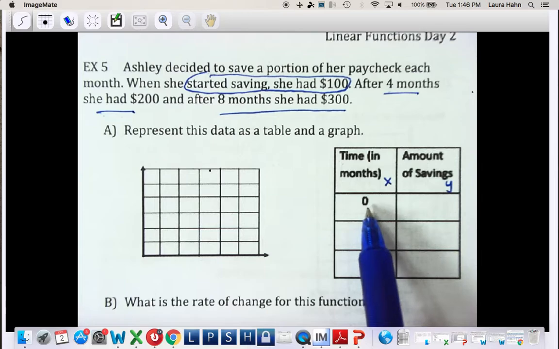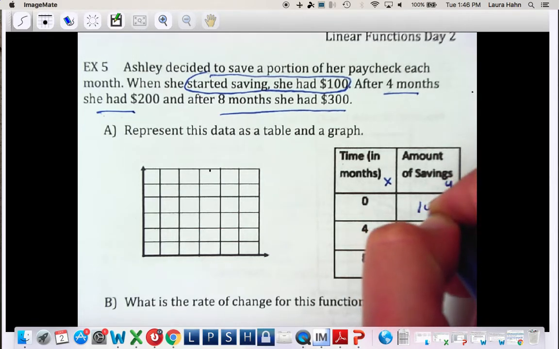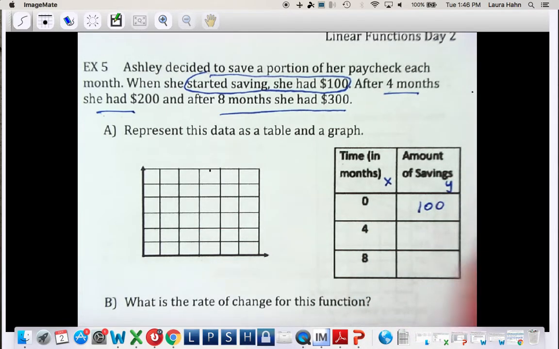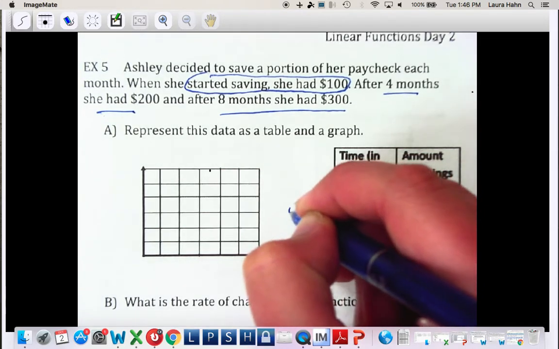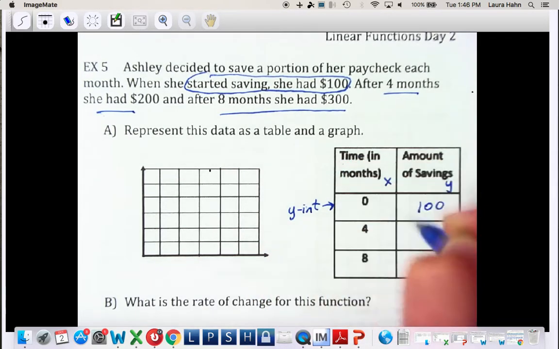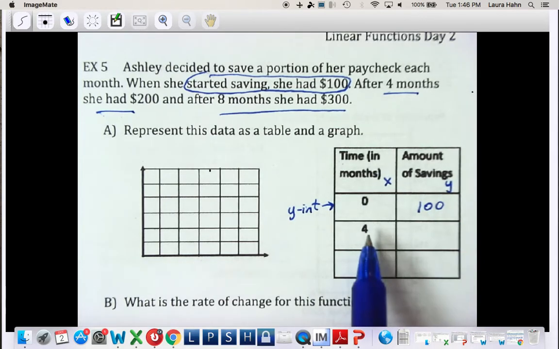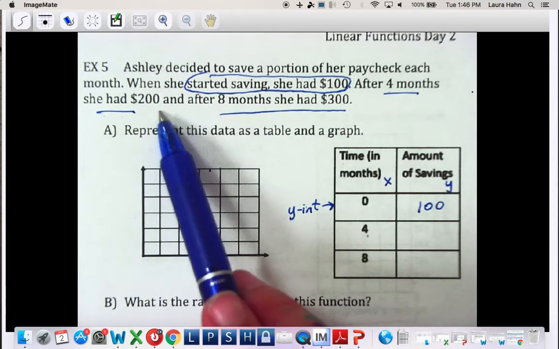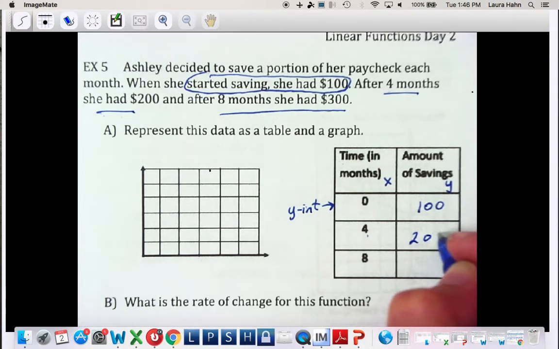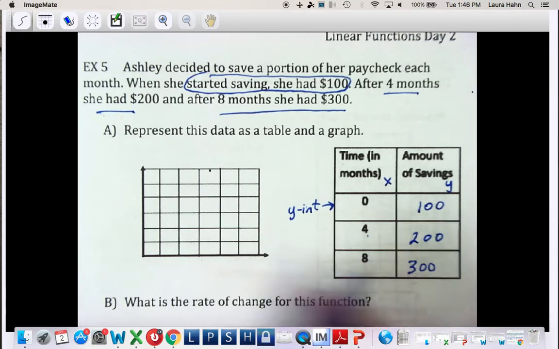So at time 0, I know she had $100 because that's how much she started with, right? I'm going to go ahead and label this as the y-intercept so we get used to it: anytime we see x is 0, we know it's our y-intercept. Well, I know after 4 months, she had $200. And after 8 months, she had 300. So now that I have my table filled in, I need to graph it.